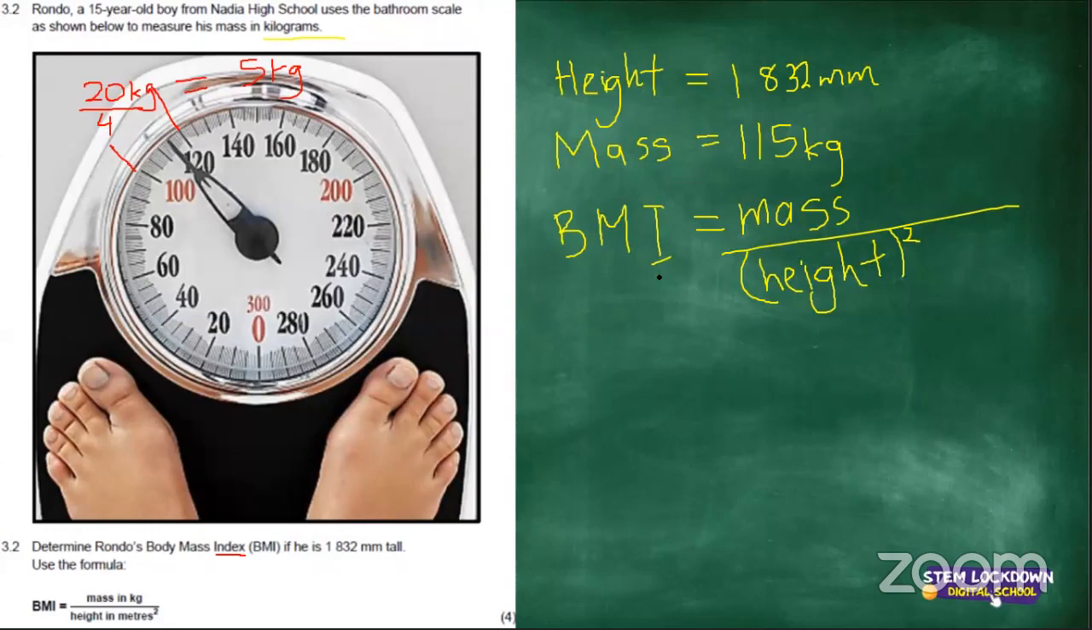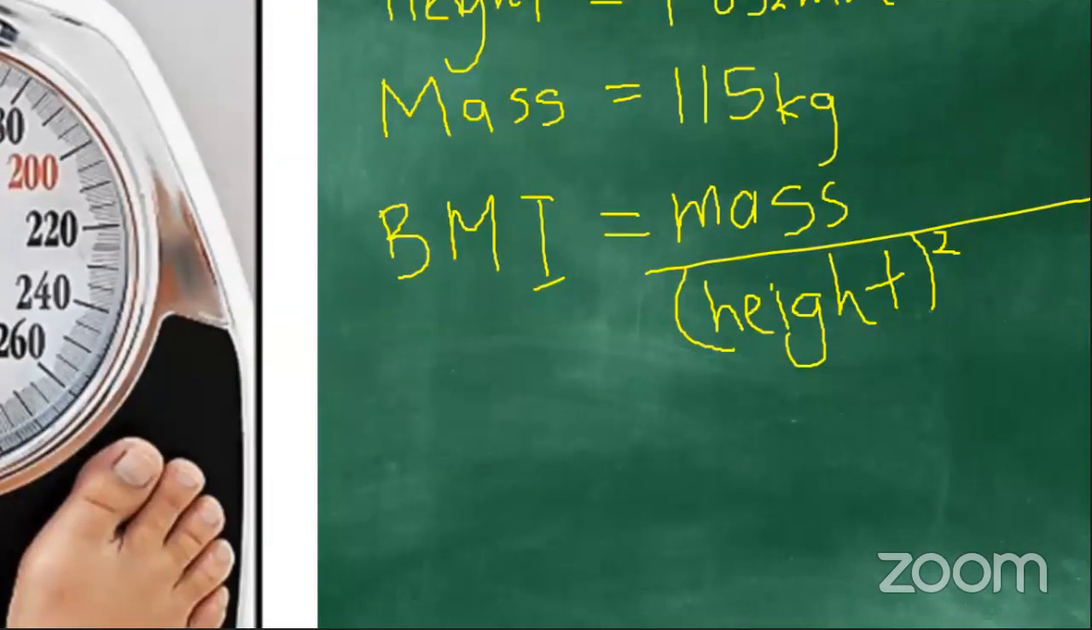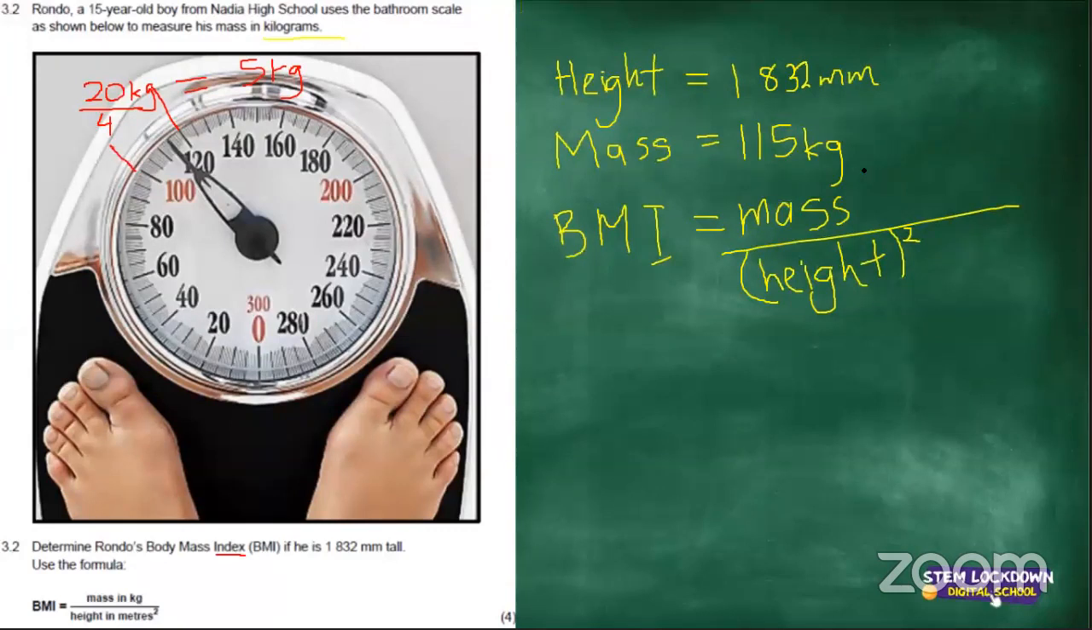Now, learners, what you need to remember is that for BMI, the mass must be in kilograms, but the height must be in meters. Keep that in mind. To change from millimeters to meters, remember milli is one part in 1,000. So you need to divide by 1,000. If you divide that by 1,000, you get 1.832 meters.